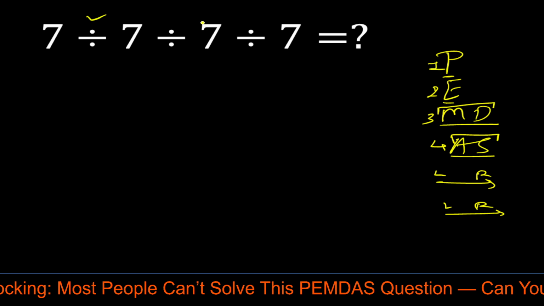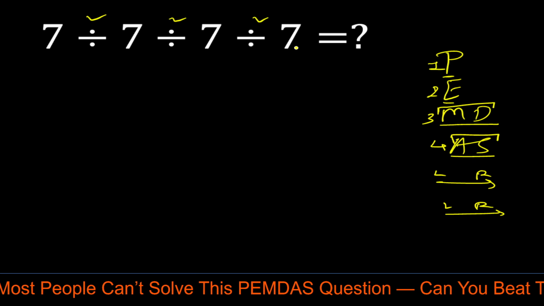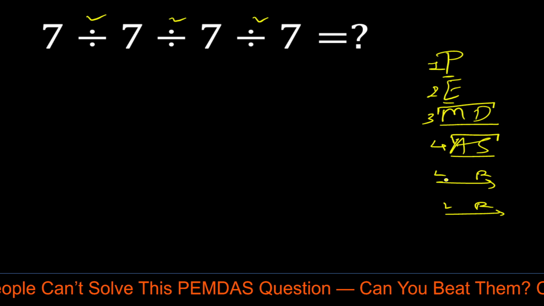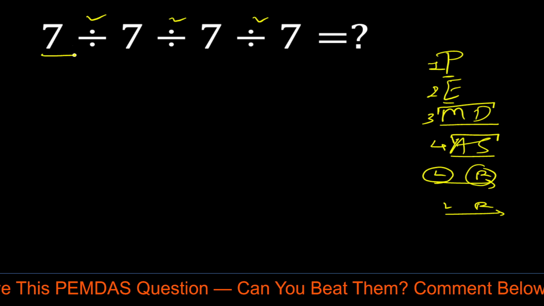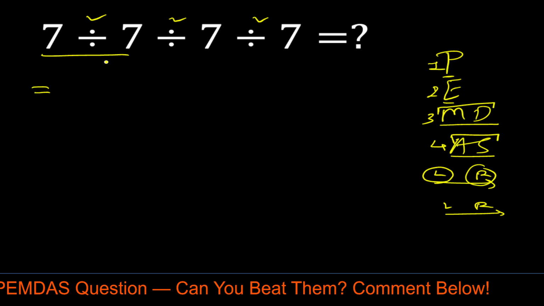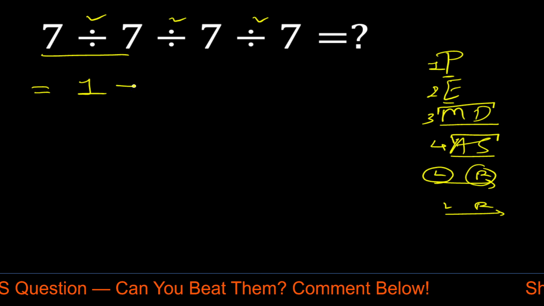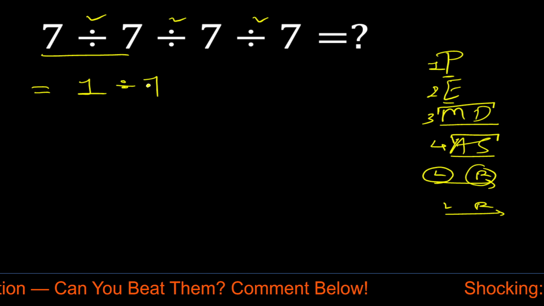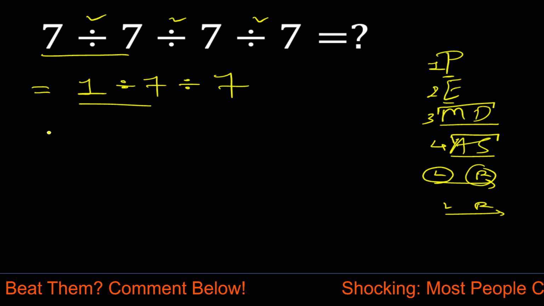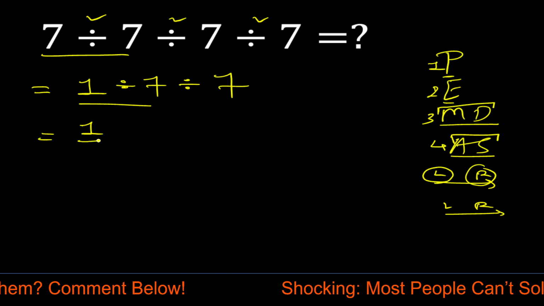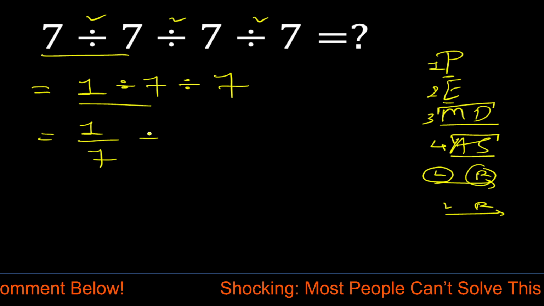So in this question, here we have division, here division, and here division, and all have equal priority, so we have to solve it from left to right. So first we have to solve this division. So 7 divided by 7 is equal to 1 divided by 7 divided by 7, right? Now 1 divided by 7 can be written as 1 upon 7 divided by 7.